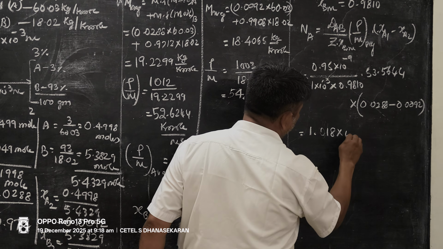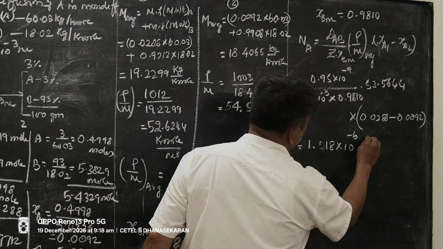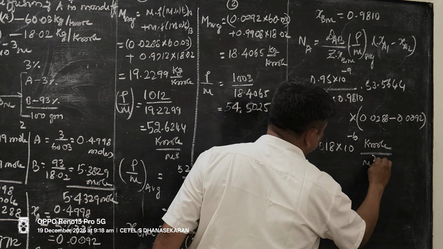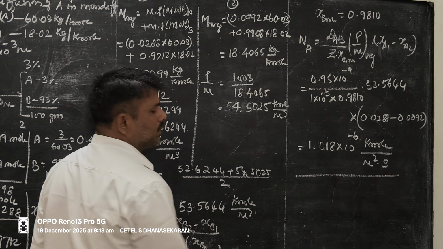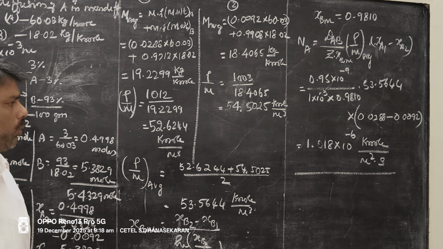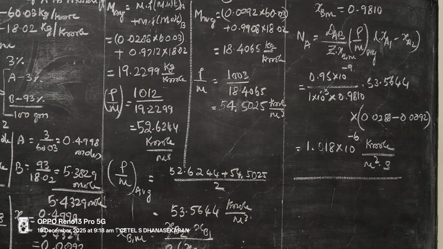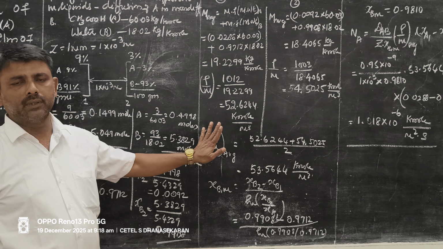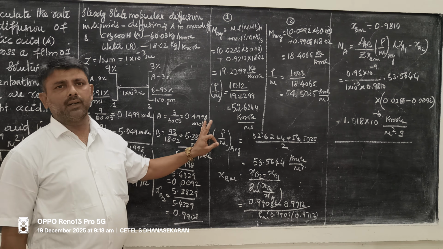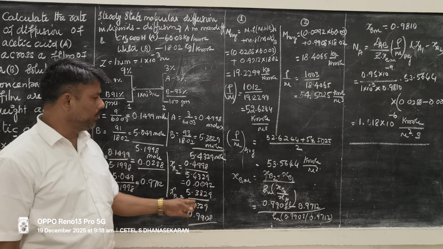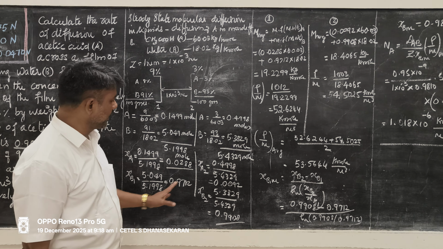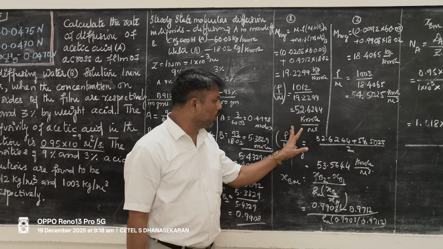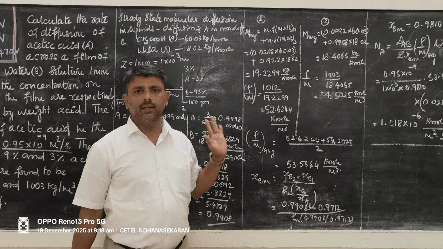So the final answer is 1.018 into 10 to the power of minus 6 kmol per meter square second. This is the answer. The problem is very simple, but it takes quite long time to estimate XA1 and XB1, XA2 and XB2. Without this, we are unable to calculate rho by M average. Clear? Thank you.